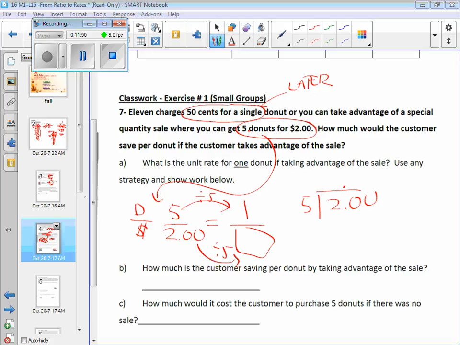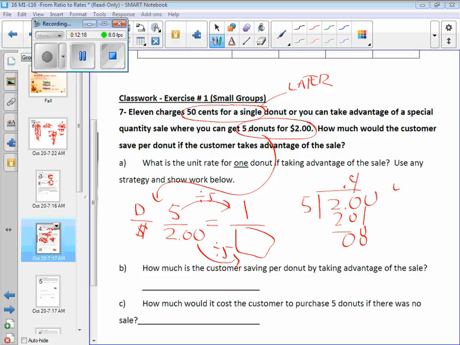Raise the rock. 5 goes into 2 0 times. So now we're talking about money that's going to be less than $1. 5 into 20. 4 is correct. It terminates. However, I don't want to leave it as 0.4. When we talk about money, it's how many cents. How many cents is that?